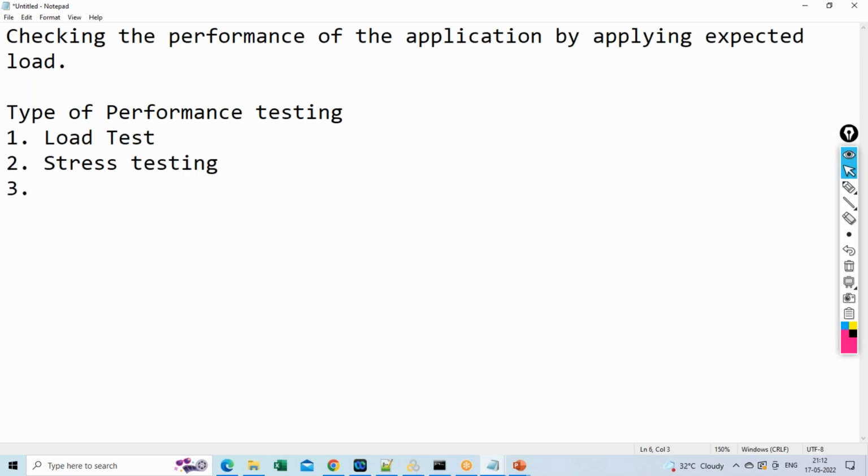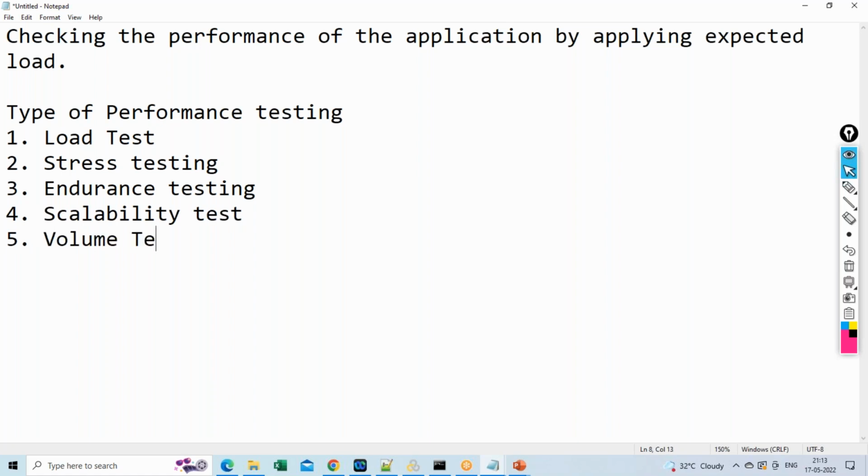Okay, then you have endurance test. Then you have scalability testing. Then you have volume testing. Okay, then you have the recently popular testing, failover testing. Not frequently executed, but still it is popular in recent days. Failover testing. Okay, now we will discuss each one of them.